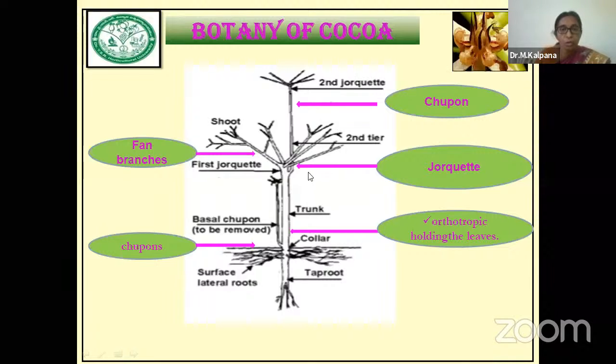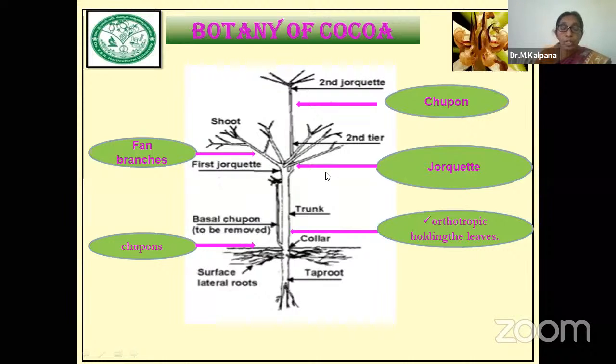When cocoa is grown as an intercrop in a coconut garden, whether planted in the double hedge system or the single hedge system, we can restrict the jorquetting to the first jorquette level when it is grown in the double hedge system. Whereas when it is grown in the single hedge system, we can allow for the second jorquetting. In oil palm, we mostly restrict this to the first jorquetting only.